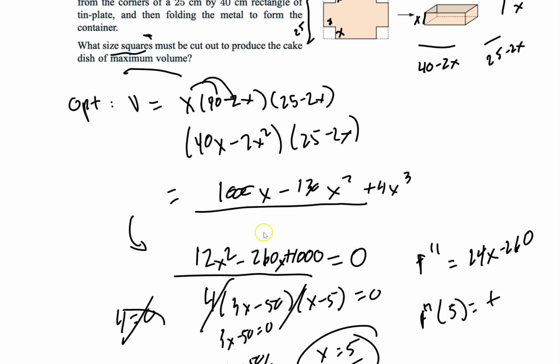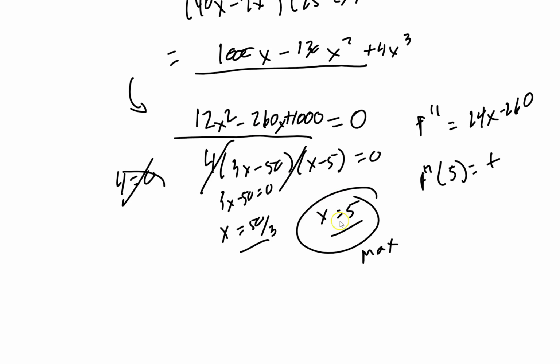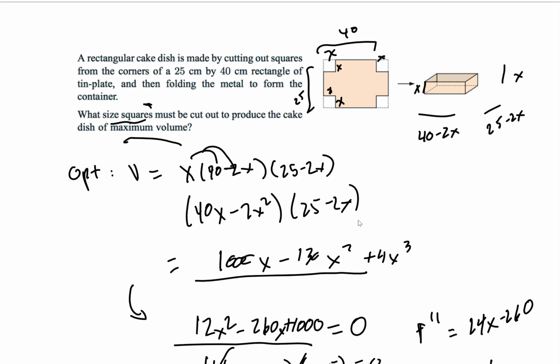Now look at the question in this one. What's the square size that must be cut out? So I don't have to actually find the max volume. I am done. The square size is 5. And that's the way it works. Same concept as before, right? You have to optimize this. Well, how do we optimize it? We try to optimize volume, so let's find what the volume is.